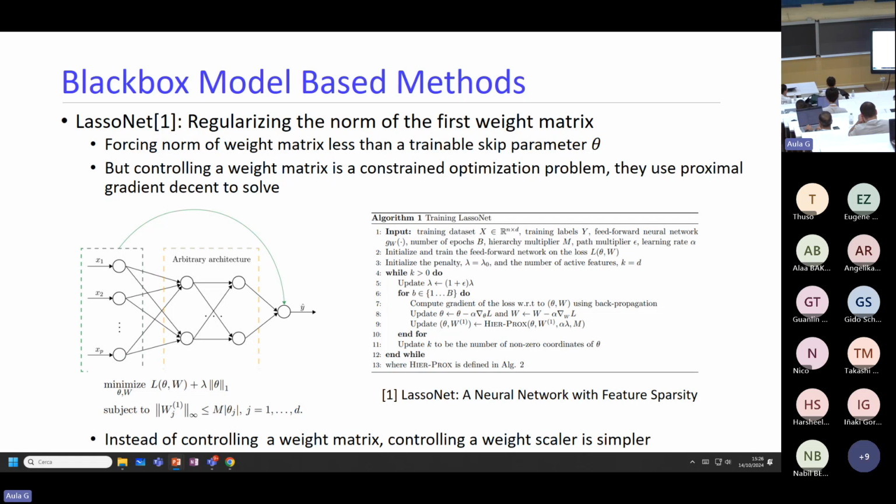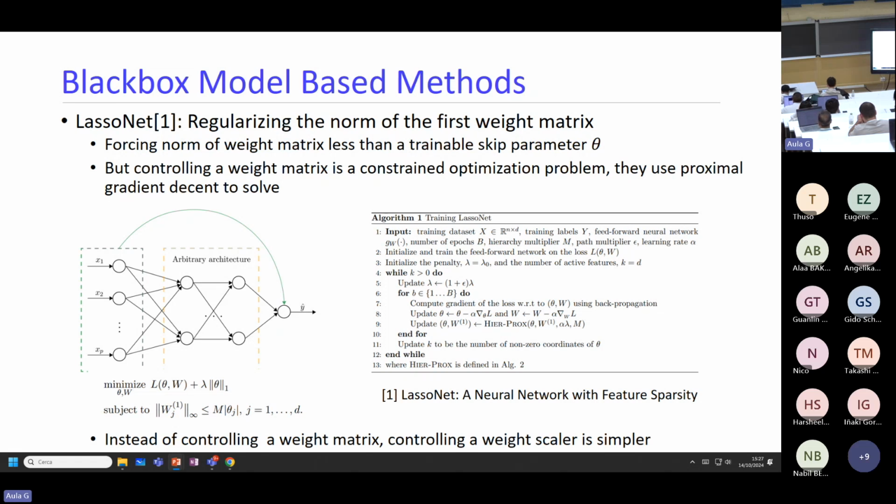So the first layer's weight matrix norm will become really small. But controlling a weight matrix norm is a constrained optimization problem. So if we want to use this method, we cannot use classical backpropagation directly. In this work, they use proximal gradient descent to solve this problem. Once they calculate the gradient of the first layer's weight, they try to find the proximal update that can make it less than the skip parameter theta.